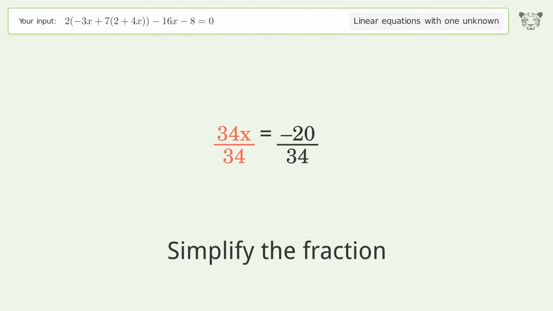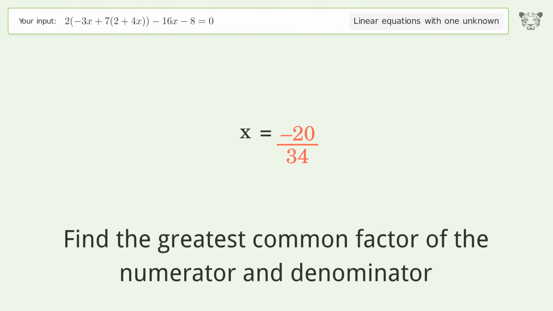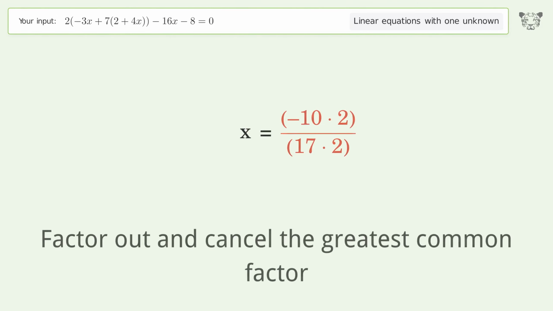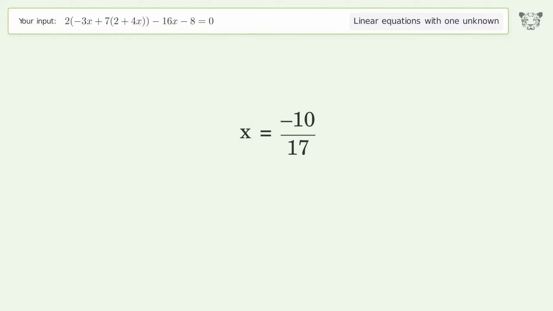Simplify the fraction. Find the greatest common factor of the numerator and denominator. Factor out and cancel the greatest common factor. And so the final result is x equals -10/17.